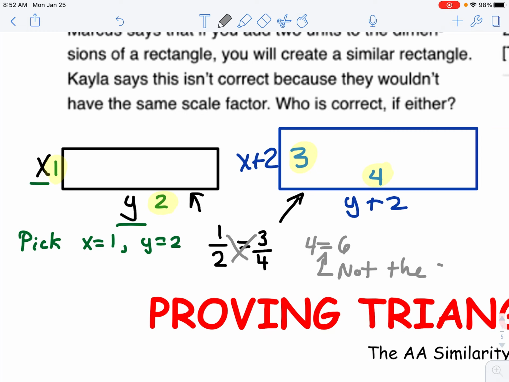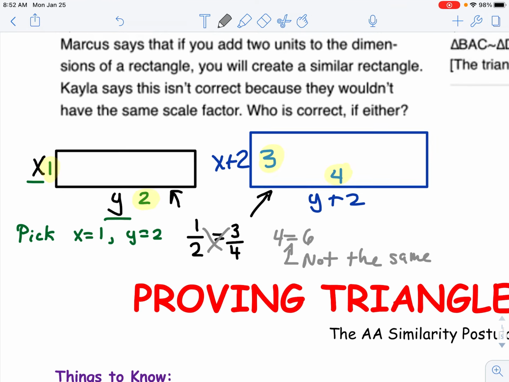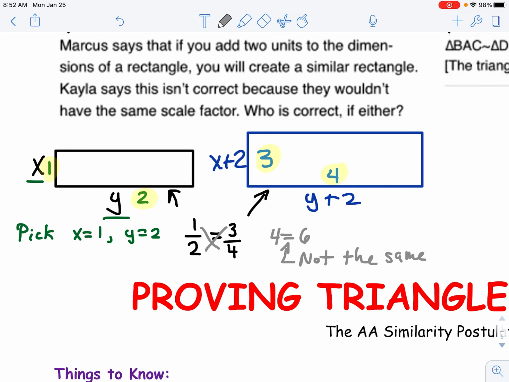Not the same scale factor. Not similar. So who's correct? Kayla. Kayla outsmarted Marcus. All right.